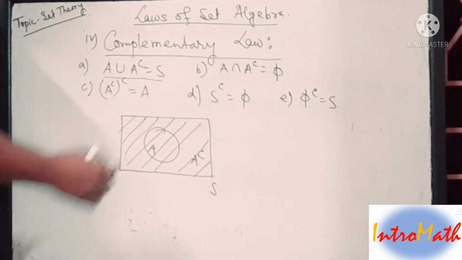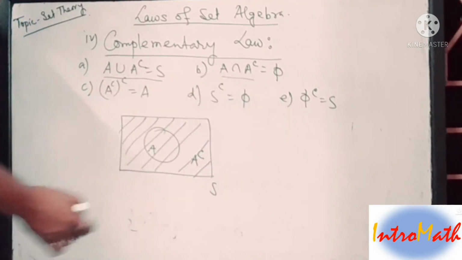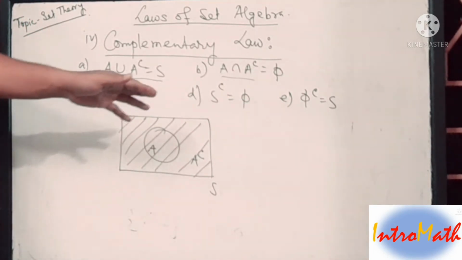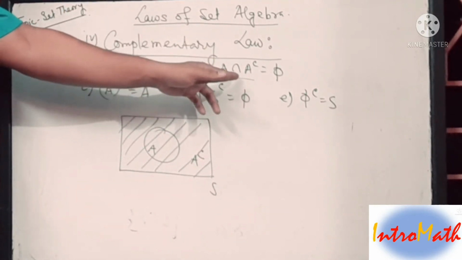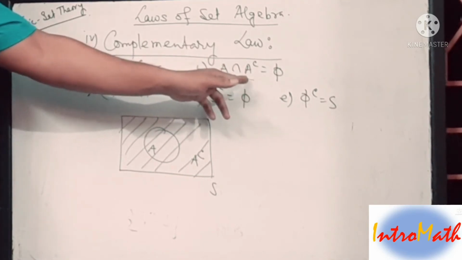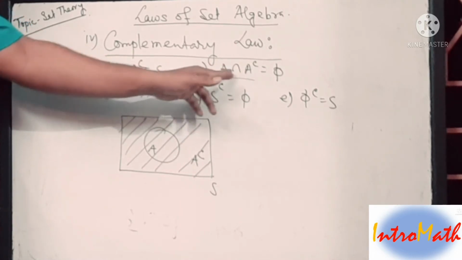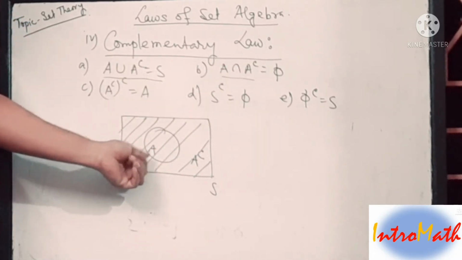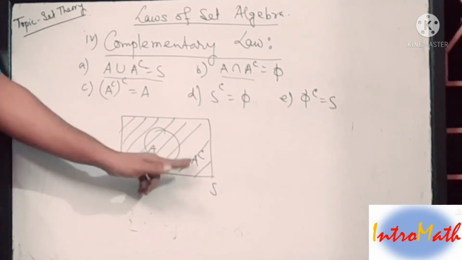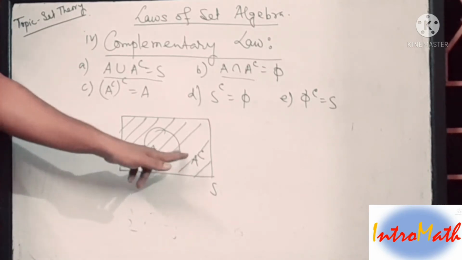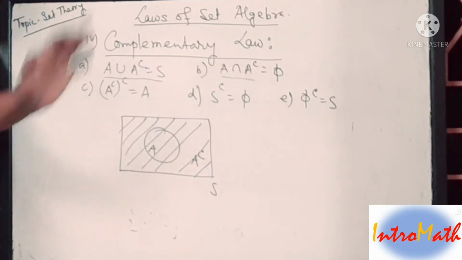And if you take the intersection, by definition we know that in the intersection, those elements belong to both A and A complement. Look at this diagram. There is no element belonging to both A and A complement. These two sets are disjoint sets. So here A intersection A complement is phi.